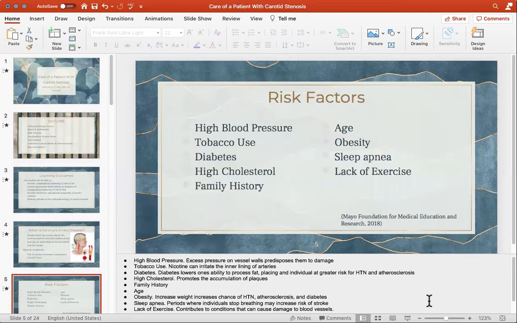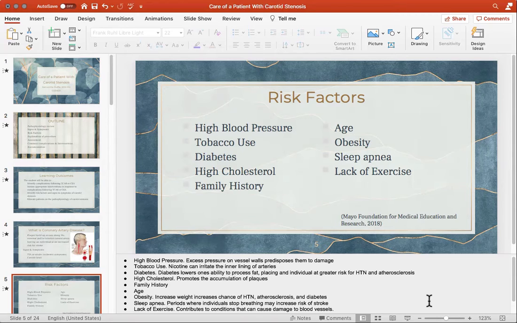Things that place individuals at risk for developing carotid stenosis include high blood pressure. With high blood pressure, this puts an excess pressure on the vessel wall and predisposes them for damage. Tobacco use, the nicotine and tobacco products can irritate the inner lining of the arteries. Diabetes. When one has diabetes, they have a decreased ability to process fat, and this places them at greater risk for developing other diseases like hypertension and arterial sclerosis. High cholesterol or hyperlipidemia. This promotes the accumulation of those plaque buildups.